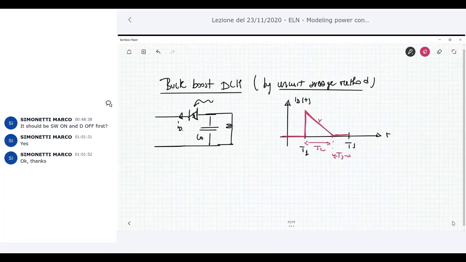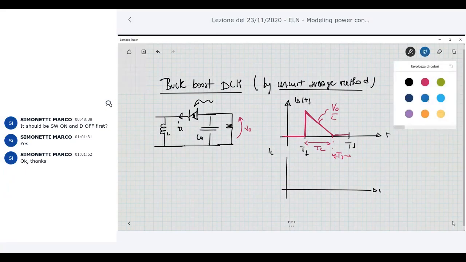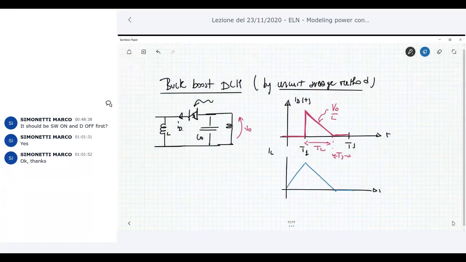The slope of this current here is V naught over R. Remember that V naught, which has this polarity, is negative in the buck boost. If you look at the current through the inductor, IL, this current is something like this. It has the same peak value, Imax, and the positive slope here is V in over L.